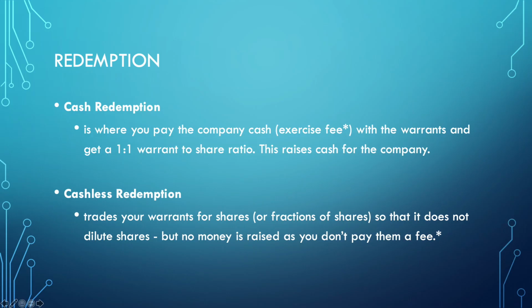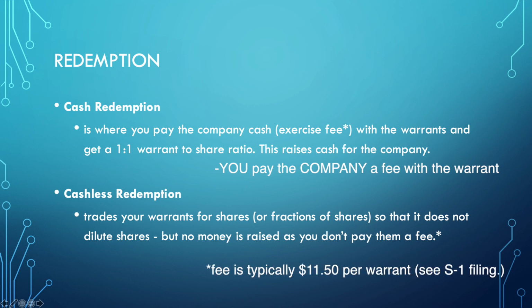There are a couple types of redemption that can happen. One is called a cash redemption, which is where a company pays cash for the warrants. While this raises money, it can sometimes dilute the shares. There's also another one called cashless redemption, which trades your warrants for shares or fractions of shares so that it doesn't dilute the shares as much, but no money is raised in that case.